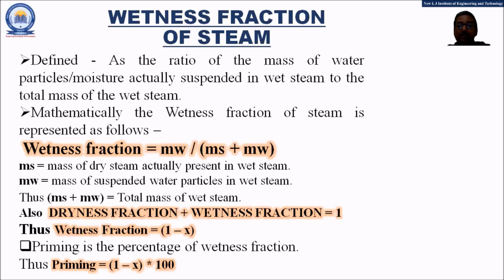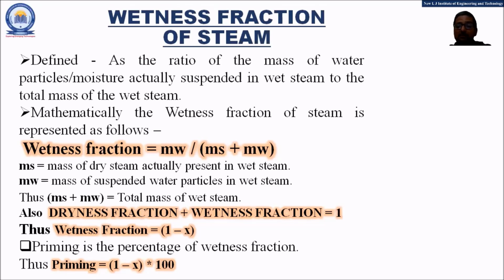So wetness fraction is defined as the mass of the water particles or the moisture suspended in the wet steam to the total mass of the wet steam. Remember friends, the definitions are very easy. In the dryness fraction, we considered the mass of the dry steam present in the wet steam. In the wetness fraction, we are considering the mass of the water particles or the moisture present in the wet steam to the total mass of the wet steam.